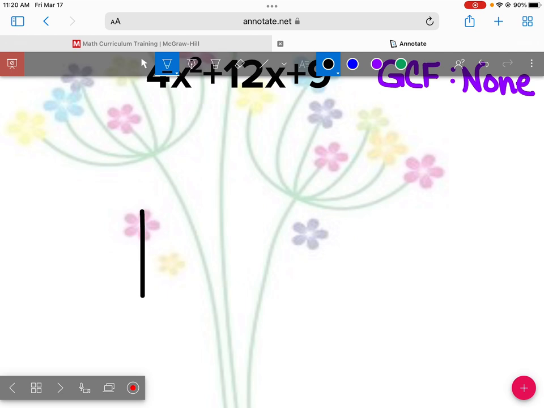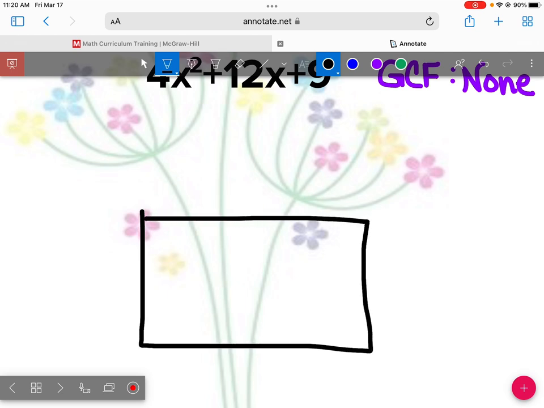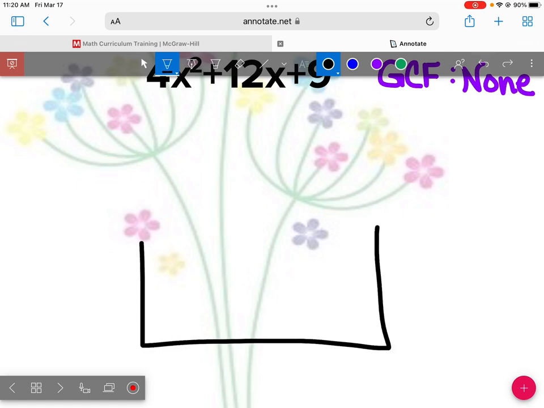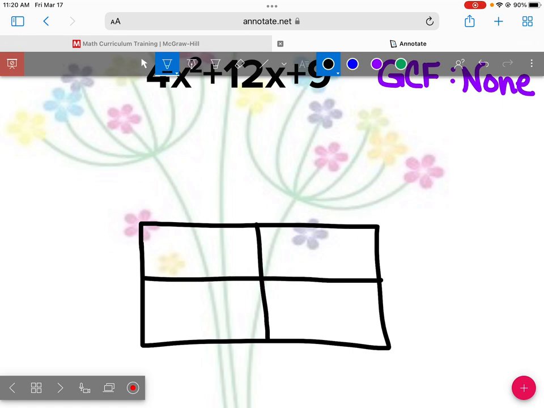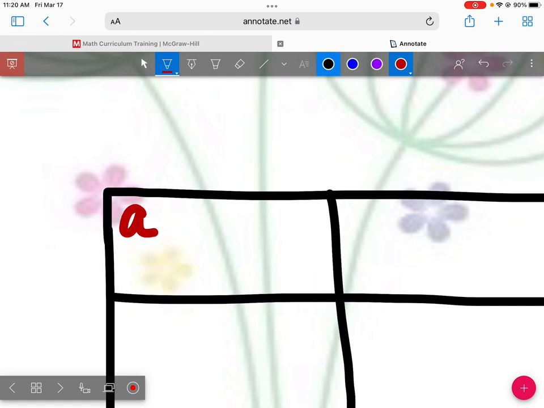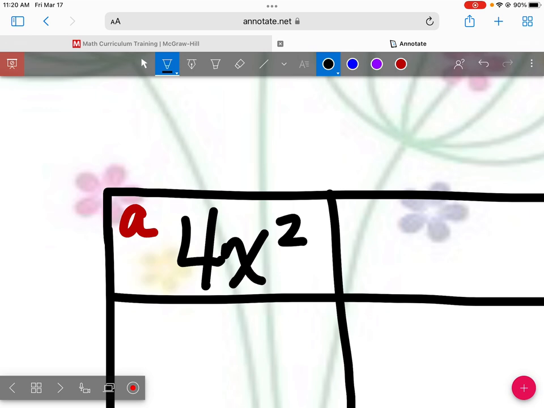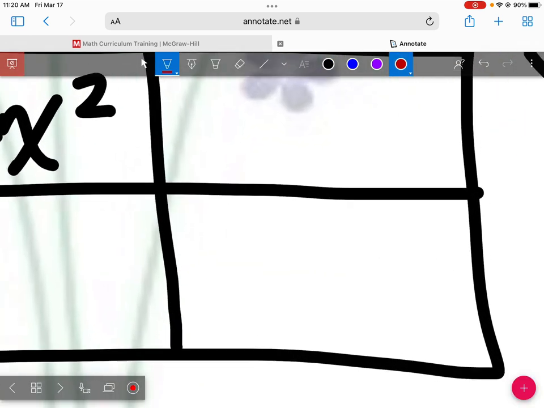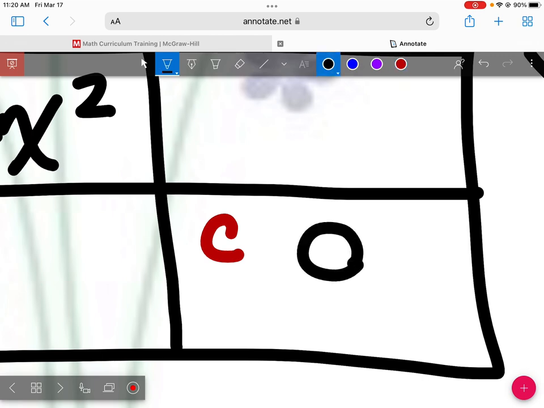Yep. We're going to make our area model. And do our X. What information do I want in the upper left box? A. What is our A term? 4x squared. What do I want in the lower right? C. And our C is 9.